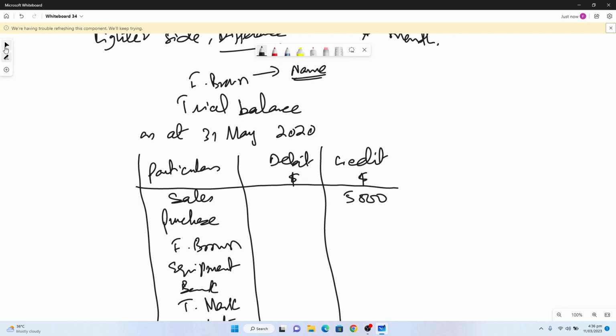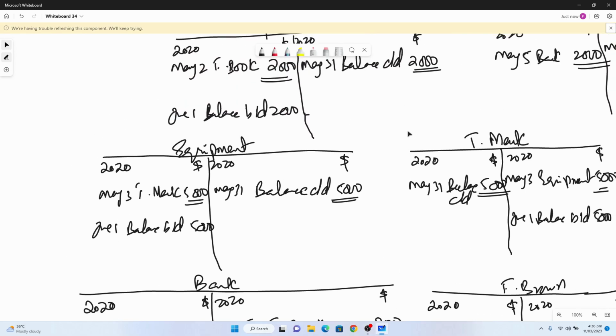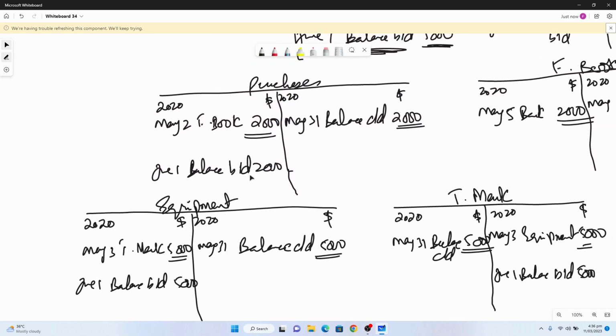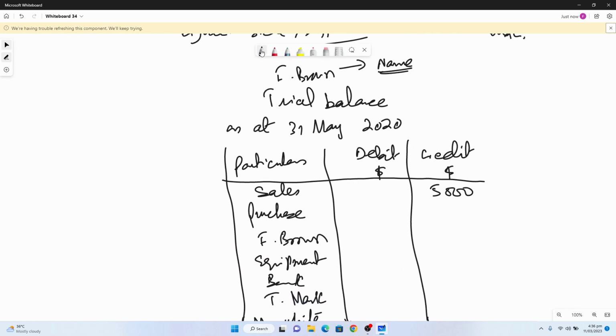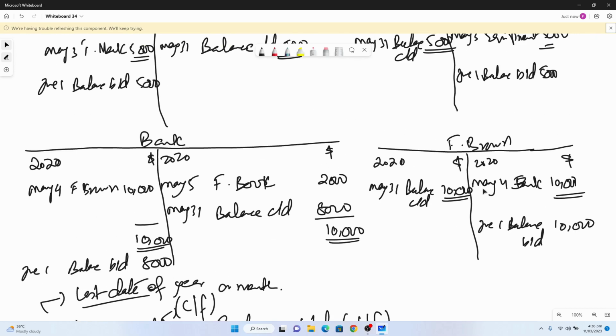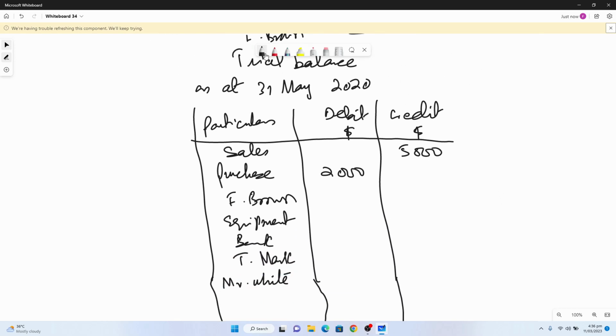Very simple. Now come to the purchases T account. Purchases T account is saying the balance BD is on the debit side, which is 2,000, so you write it down, purchases 2,000 on the debit side of the trial balance. Let's see on which side F Brown has its balance BD. F Brown has its balance BD on the credit side, so let's write it down. On the credit side, it is 10,000.